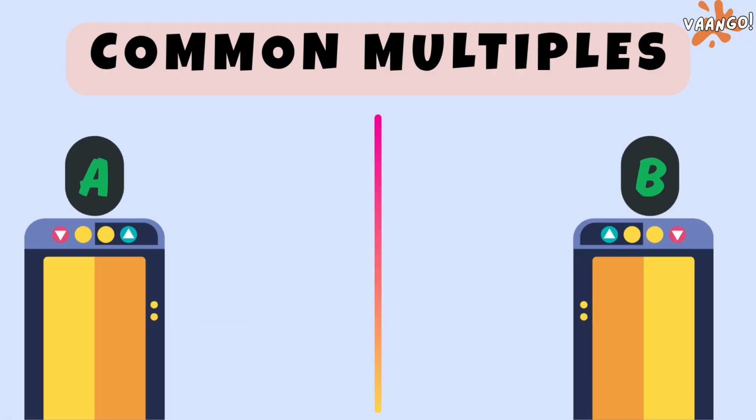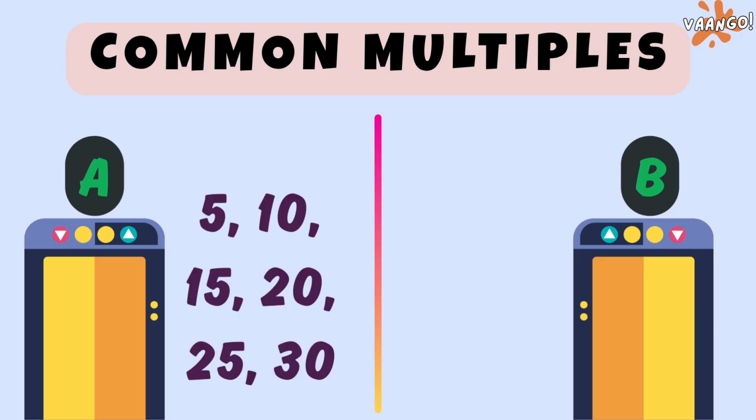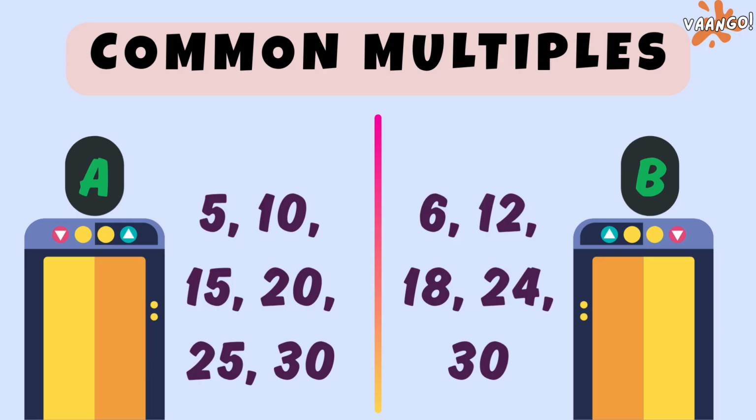Imagine 2 elevators moving up. One moves up 5 levels at a time, the other 6 levels at a time. Let's list their levels. Elevator A, 5, 10, 15, 20, 25, 30. Elevator B, 6, 12, 18, 24, 30. Where do they meet first? On level 30. That's the smallest number both elevators reach together, called the lowest common multiple, or LCM.